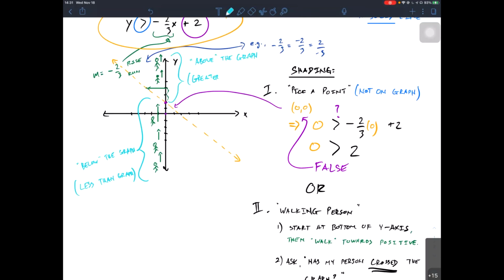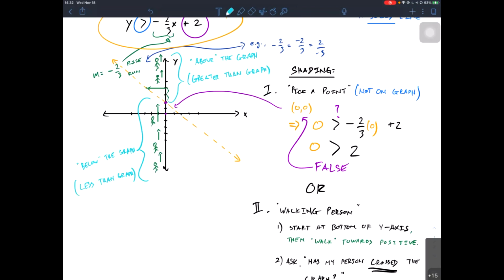Oops, apologies, greater than graph. Okay, so that's what it means in terms of distinction when you're above or below the graph. Okay, greater than or less than graph. But then you might go, well, what do you mean by greater than or less than?